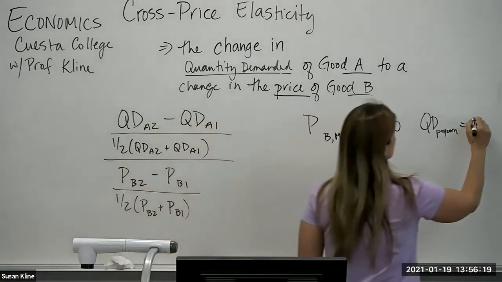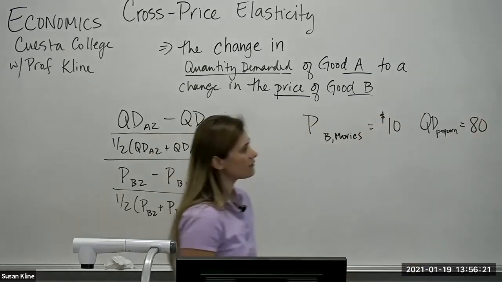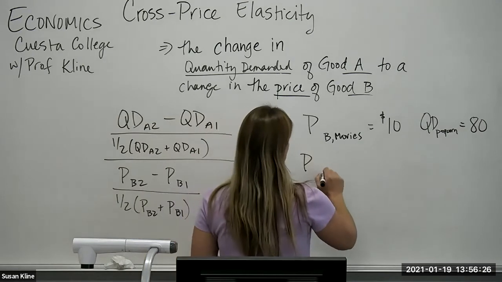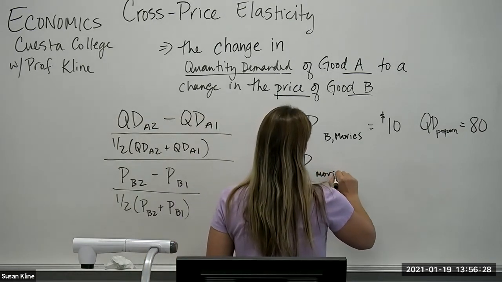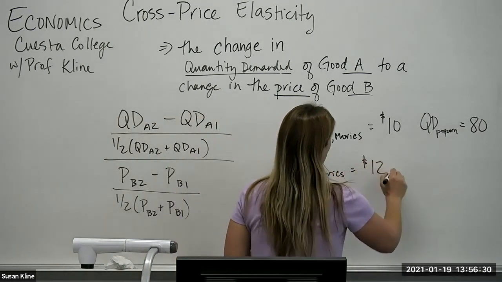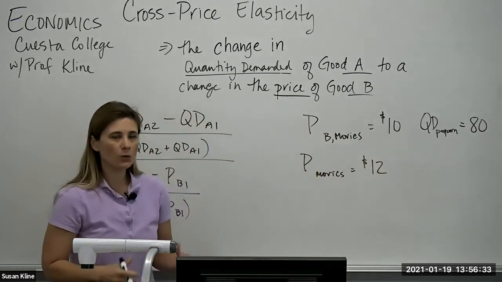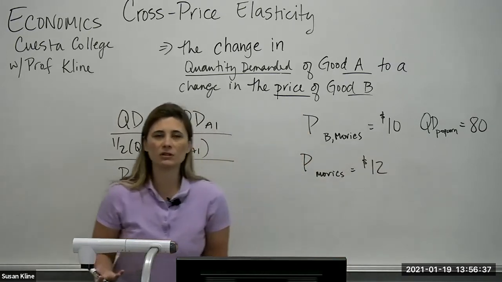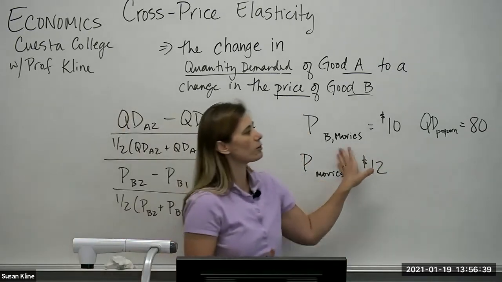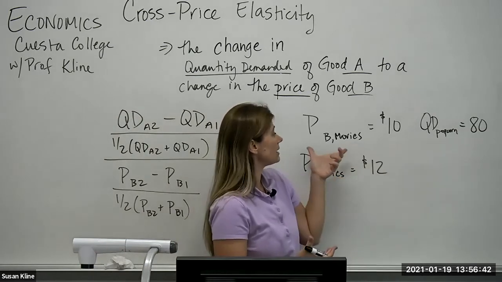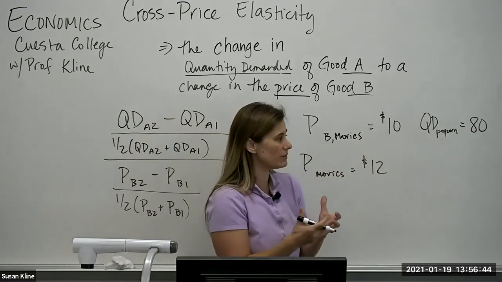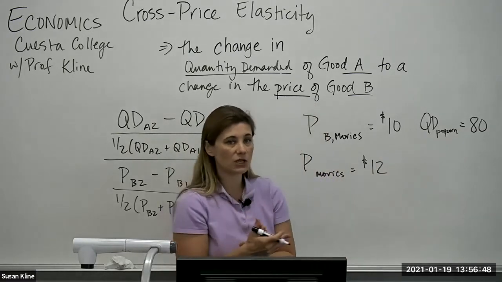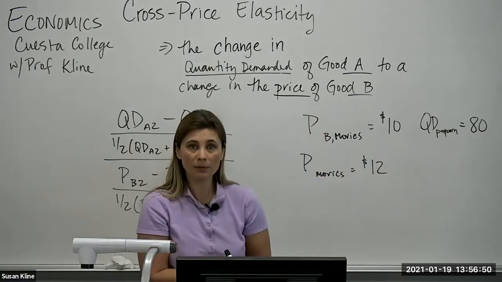80 bags of popcorn, right? 80 units of popcorn. When the price of movies is $12, right? So if you just think about this, movies and popcorn, what type of goods are these? Am I replacing popcorn with movies, or am I tending to combine these and consume them together? And the answer is they tend to be consumed together, not in place of each other. So we're expecting them to be complementary goods.